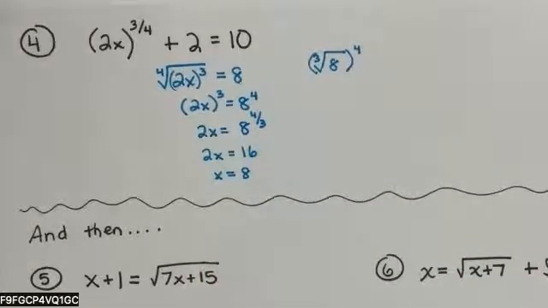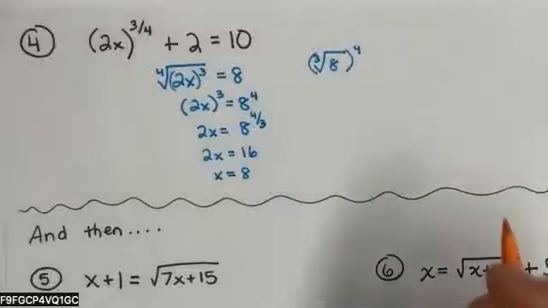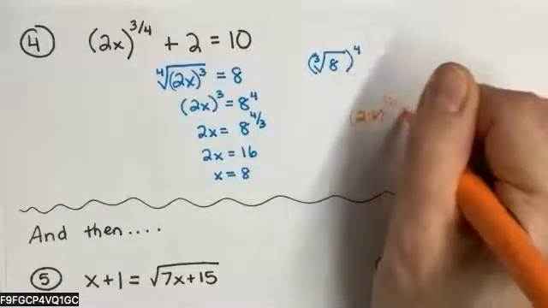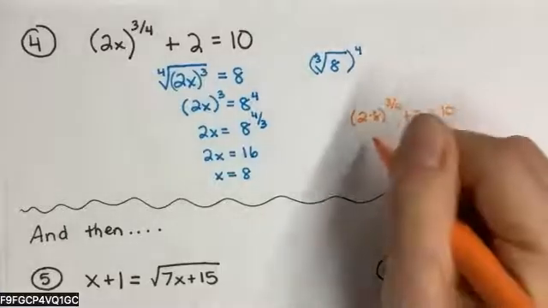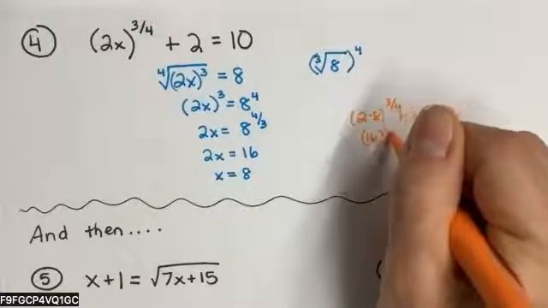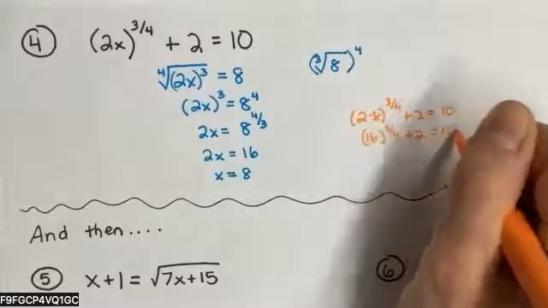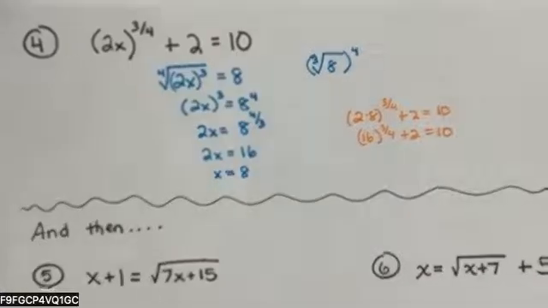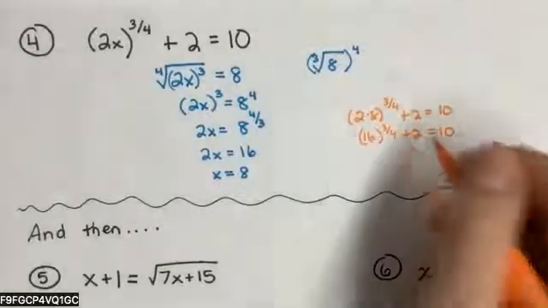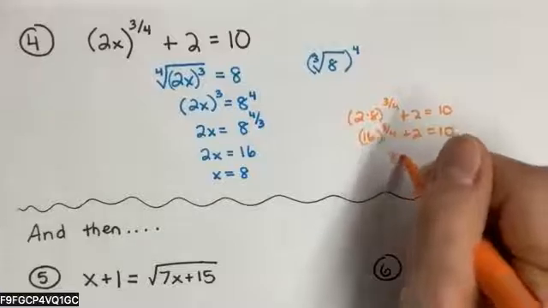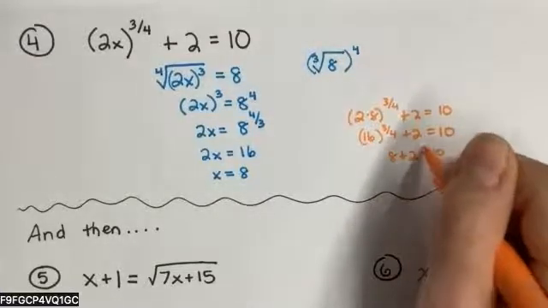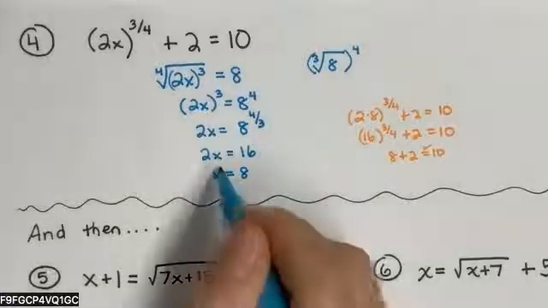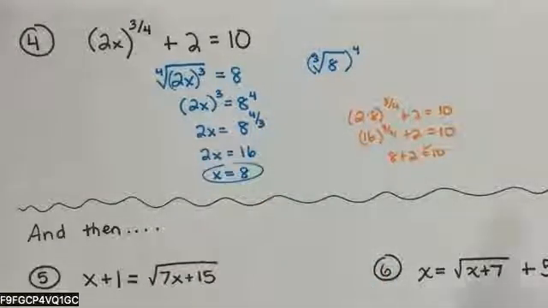Now let's go back and double check that in the original problem. 2 times 8 to the 3/4 plus 2. So that's 16 to the 3/4. Now 3/4 means I'm going to do the 4th root of 16, which is 2. Then I'm going to take that 2 and do it to the 3rd power, which is 8. And it checks out. So we're all good. This is my final solution, x equals 8.